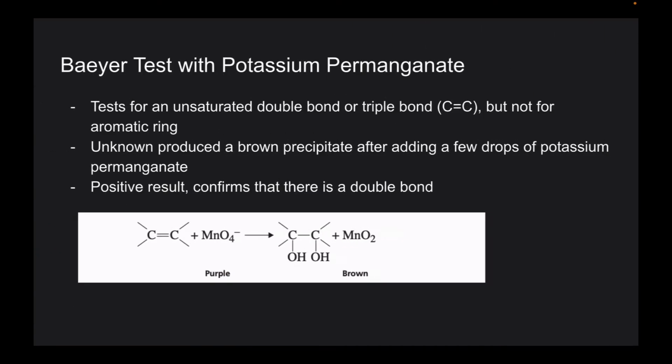After that, I performed the Baeyer test with potassium permanganate, and this tests for an unsaturated double bond or triple bond, but not for an aromatic ring. So my unknown produced a brown precipitate after adding a few drops of it in, and so this is a positive result which confirms that there is a double bond.